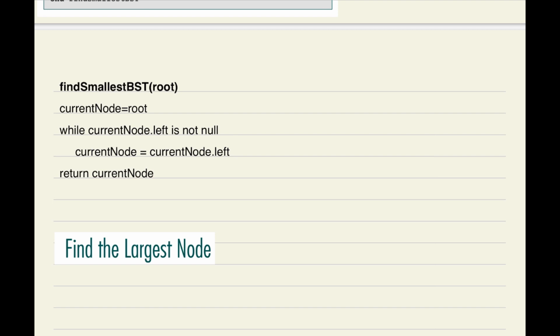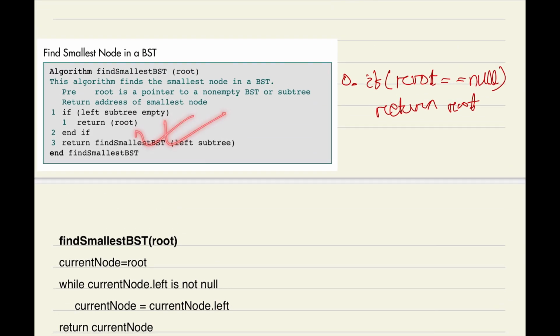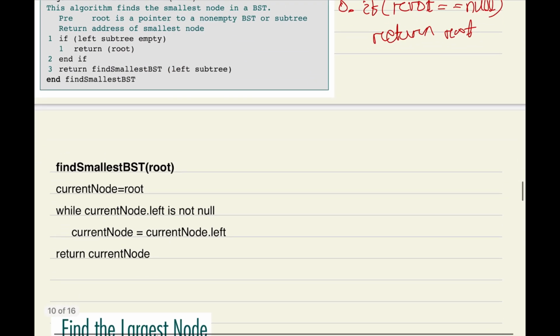So, after this while loop, return current node. That means, in a loop we are moving towards left until we find the current node dot left is null. So, the same approach, here we are using a loop, here we are using recursion. So, both are same. So, here loop is used and here recursion is used.